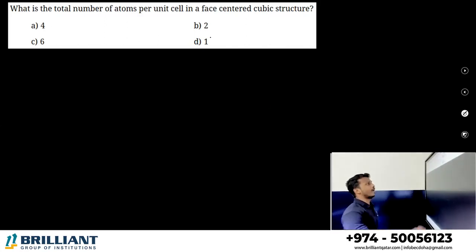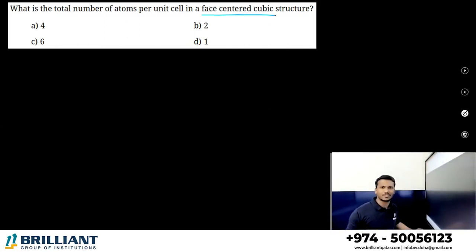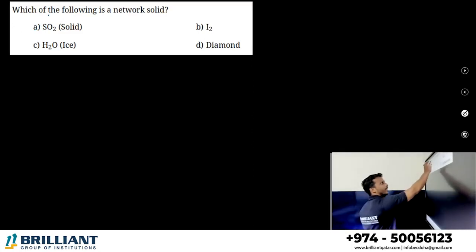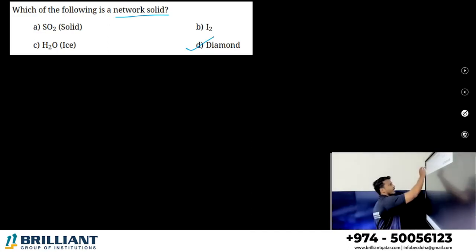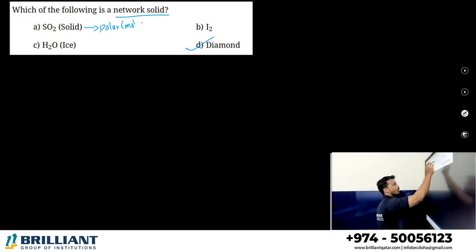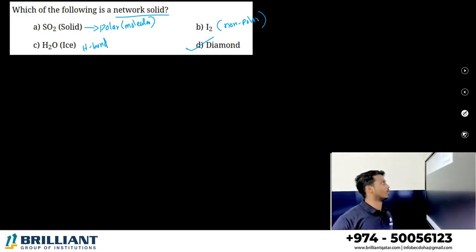What is the total number of atoms per unit cell in a FCC? Simple question. In FCC, what is the total number of atoms per unit cell? 4. Correct? Which of the following is again a network solid? Diamond. Right? Graphite, diamond, etc. When we studied sulfur dioxide yesterday, sulfur dioxide is a polar molecular solid. Iodine we studied as non-polar molecular solid. Ice we studied under hydrogen bonded molecular solid, right? Diamond is the only one, a covalent or network solid.